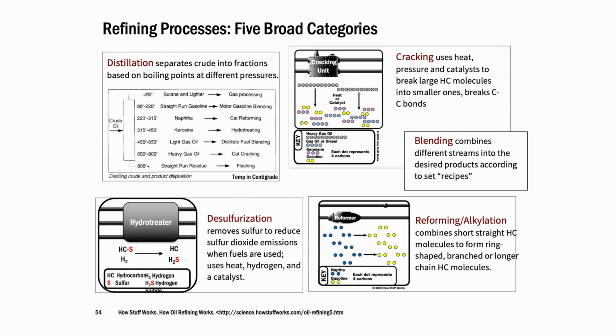All right, so let's talk about refining in our last couple minutes. And you saw a video about this. So there's kind of 5 main processes. There's distillation, there's cracking, there's desulfurization, so taking the sulfur out, and then there's reforming because we want certain types and shapes of molecules. And then of course we blend to get the products we want.